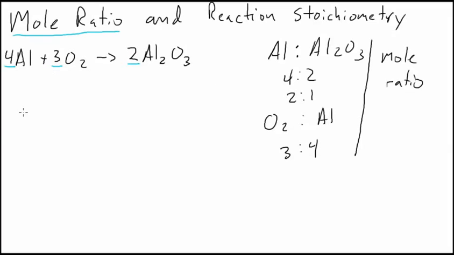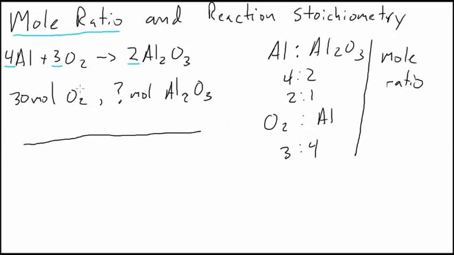Okay, now that we've covered mole ratio and how to find it, I'm going to show you how you can convert between an amount of reactant and an amount of product. So let's say that given this reaction, let's just say 30 moles of oxygen are going to react, and we want to know how many moles of aluminum oxide that's going to make. So here's how this works. We're going from moles of one substance to moles of a different substance. So the unit doesn't change, but the substance does change.